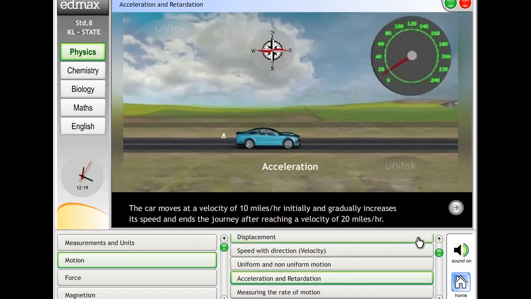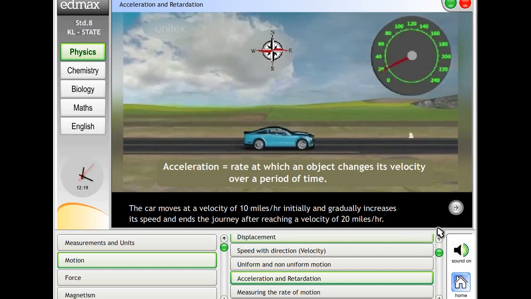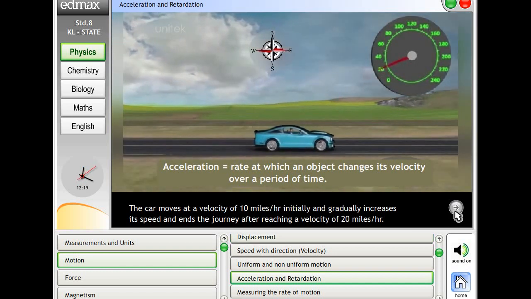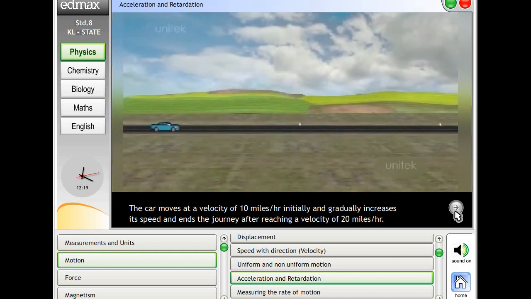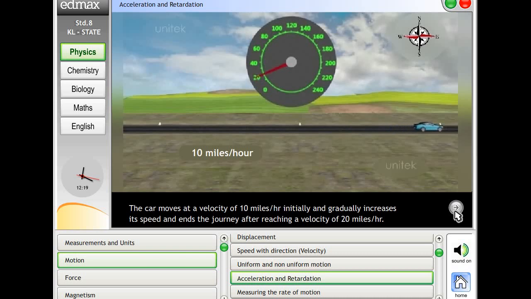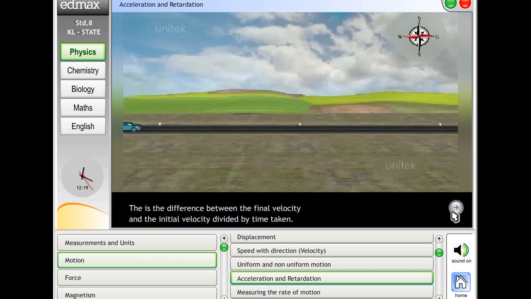Rate of change of velocity, acceleration. The car moves at a velocity of 10 miles per hour initially and gradually increases its speed and ends the journey after reaching a velocity of 20 miles per hour. The average acceleration is the difference between the final velocity and the initial velocity divided by time taken.